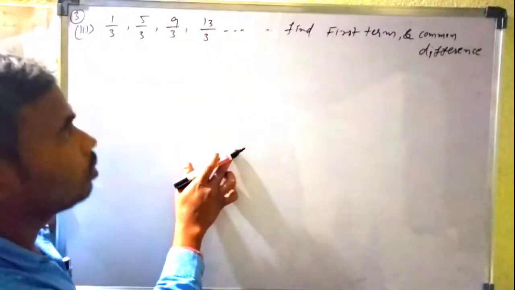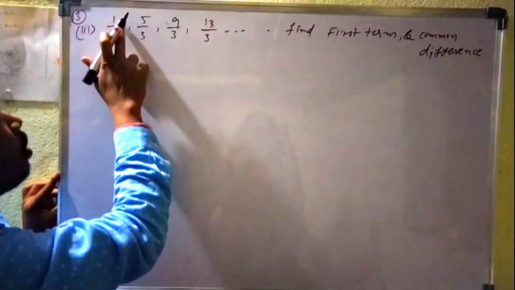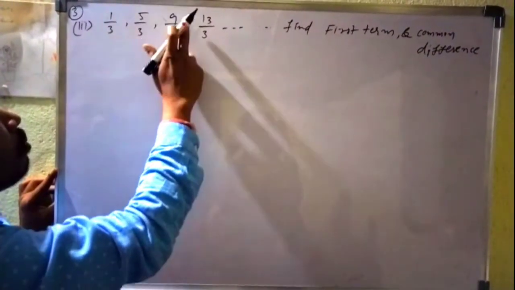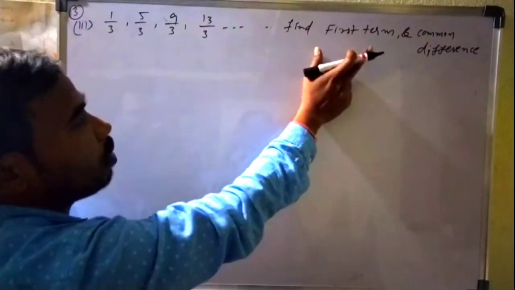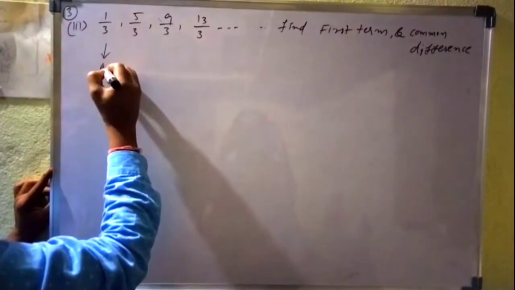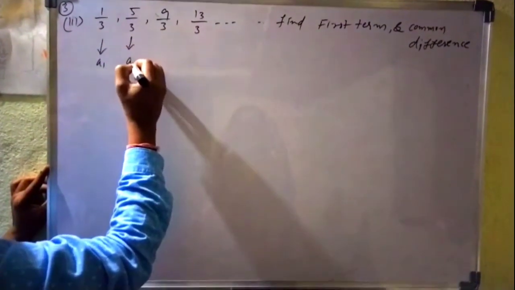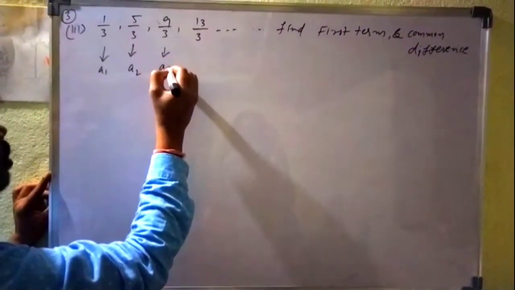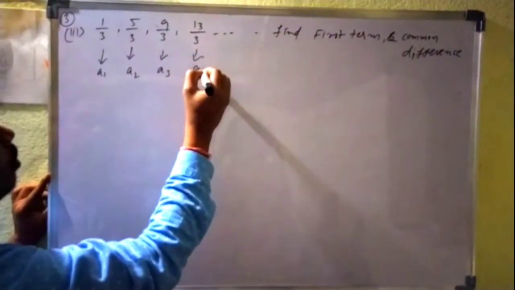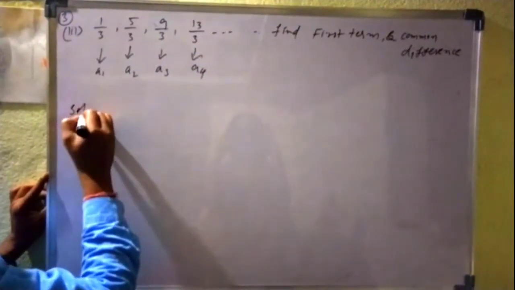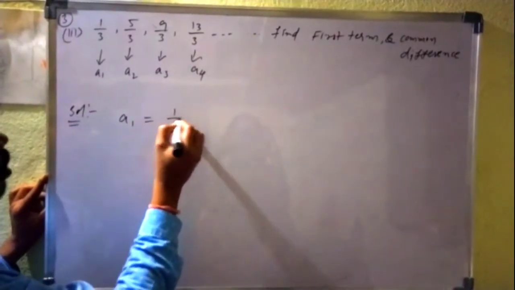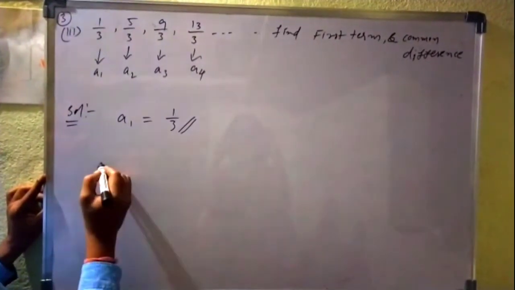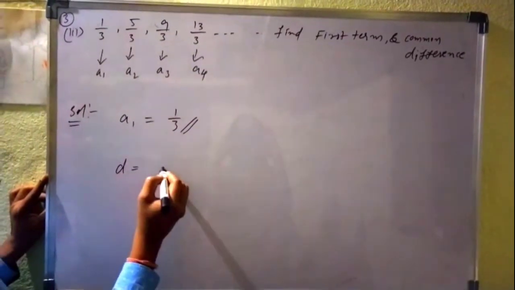So now the third question: 1/3, 5/3, 9/3, 13/3. Find the first term and common difference. So the first term is the A1 term, this is the A2 term, this is the A3 term, this is the A4 term. So the first term, A1, is how much is given? 1/3. First term finished.